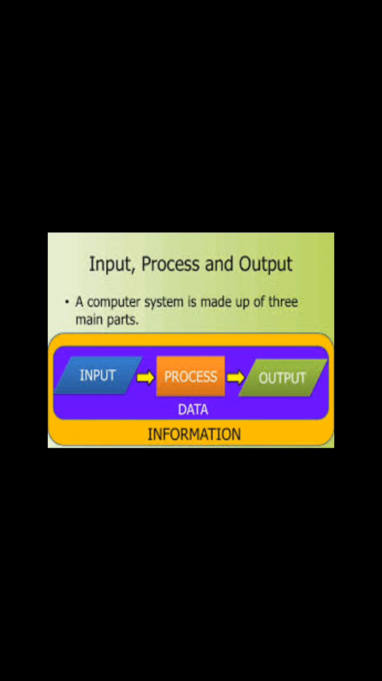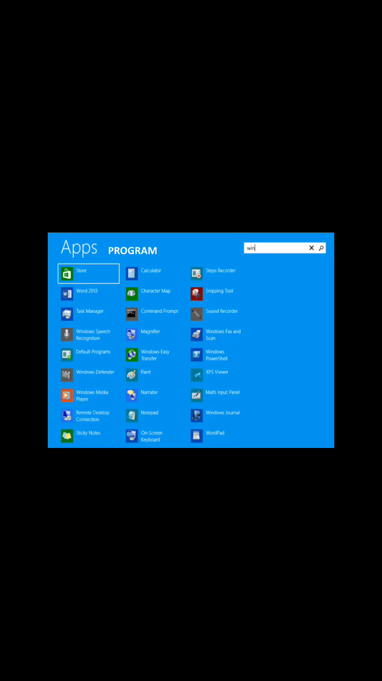Now the same happens with the computer. The computer takes input, processes the data and returns output. So whatever you input is called data. You can see this data, this is input. What are you inputting? Data. Data gets processed and then it gives output as information.